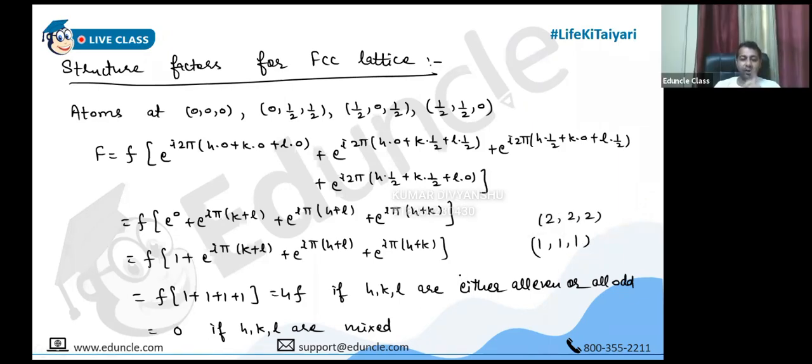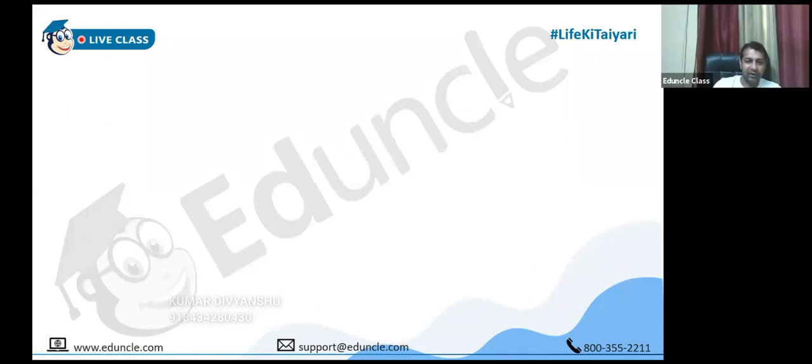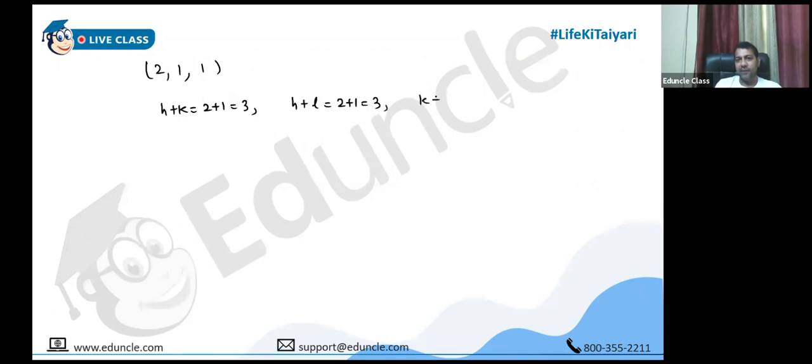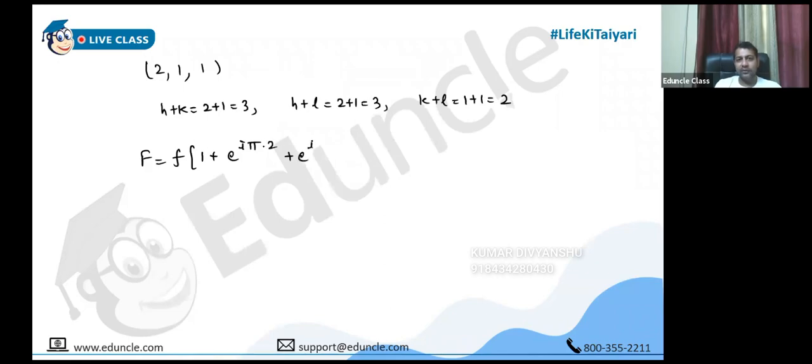Now let us suppose it is 2, 1, 1. This is mixed, na? 2 is even and 1, 1 are odd. Now what is h plus k? 3. H plus l, 3. K plus l, 2. Now you see, one of them is even and 2 of them are odd. So f will be e raised to the power iota pi times k plus l, which is 2, then e raised to the power iota pi times h plus l, which is 3, and so on. Now what does it contribute? This is minus 1, this is minus 1, so 0. Please check.